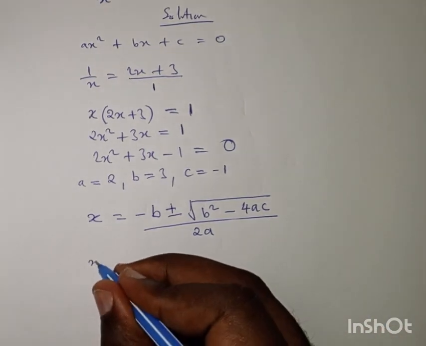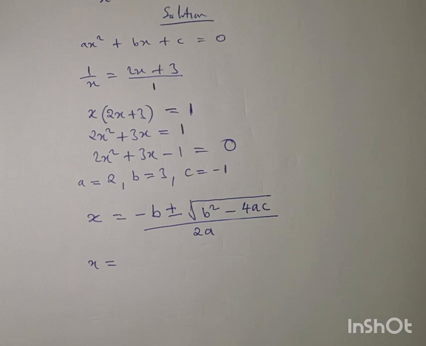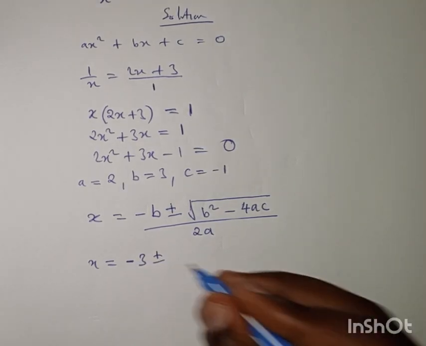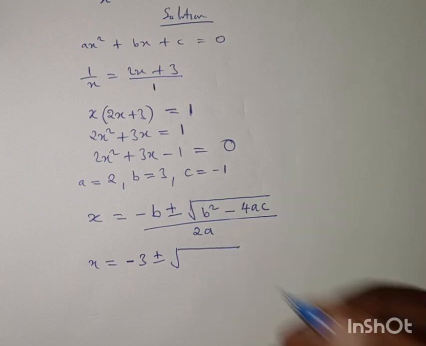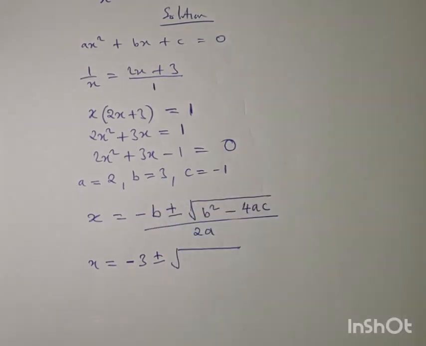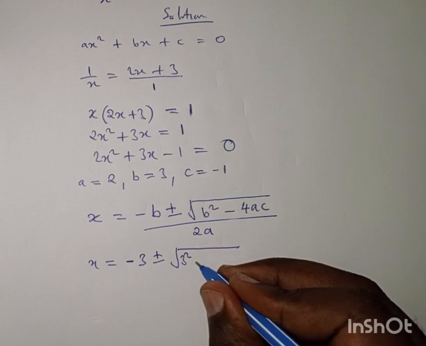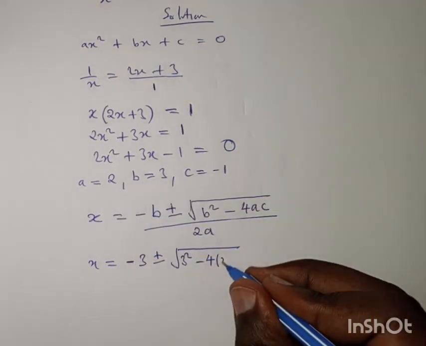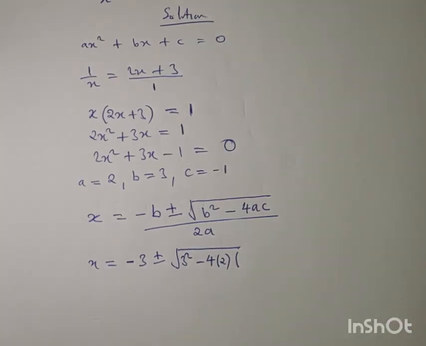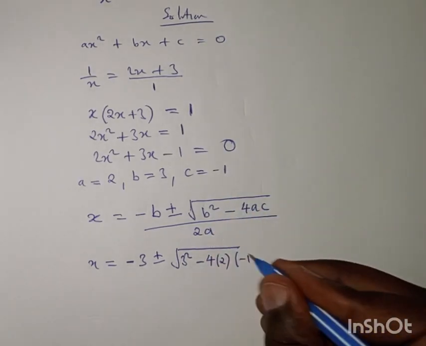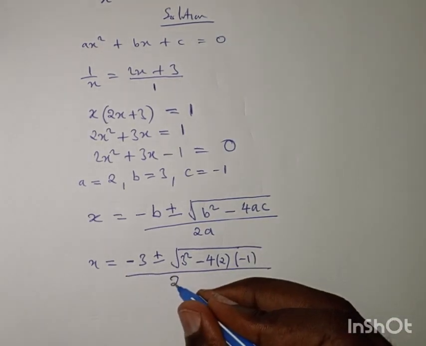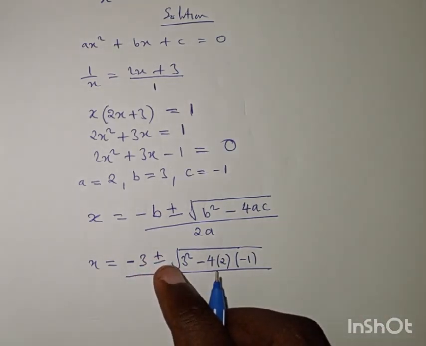So x is equal to minus b. What's the value of b? b is 3. So we have minus 3 plus or minus the square root of b squared, b is 3, so 3 squared, minus 4 times a, a is 2, times c, c is negative 1. Then everything over 2a, so 2 times a, a is 2.